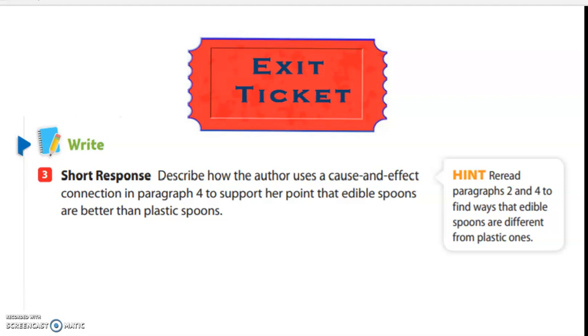Our exit ticket for today. Describe how the author uses a cause and effect connection in paragraph 4 to support her point that edible spoons are better than plastic spoons. Here's a hint. Reread paragraphs 2 and 4 to find ways that edible spoons are different from plastic ones. Remember to use complete sentences, boys and girls. Remember to cite your text evidence. Good luck.